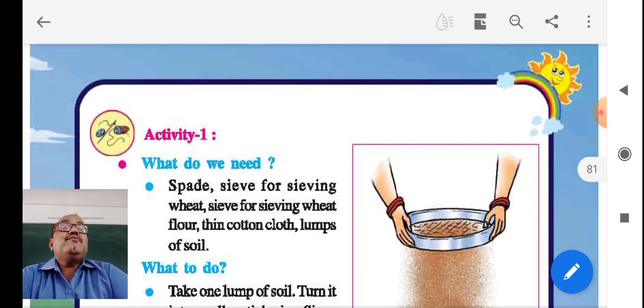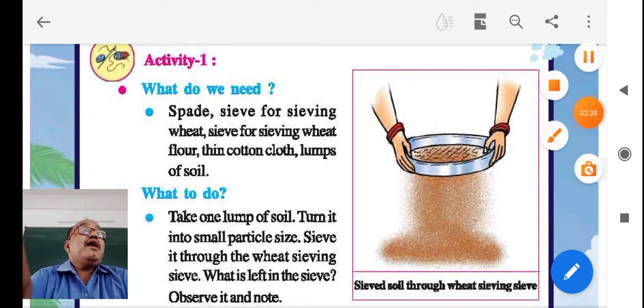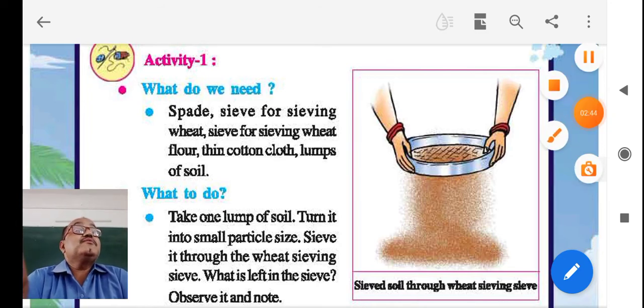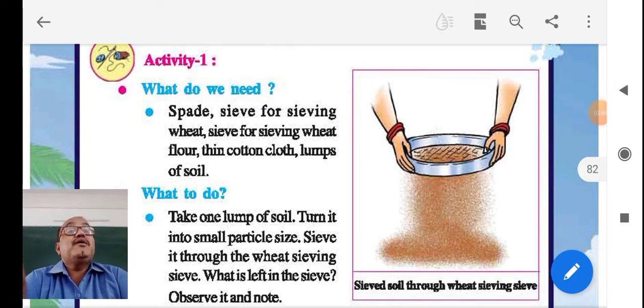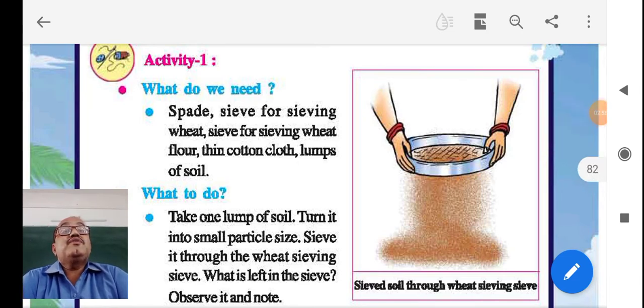Then they have one activity. Let us see the activity point. What is the activity point? This is a sieving activity. Usually our mother does this in the kitchen every day with flour. But here in the revision session, let us have an activity regarding sieving with the soil.